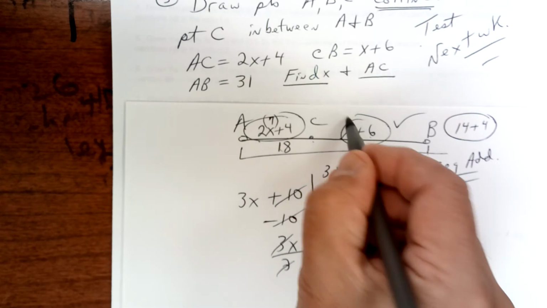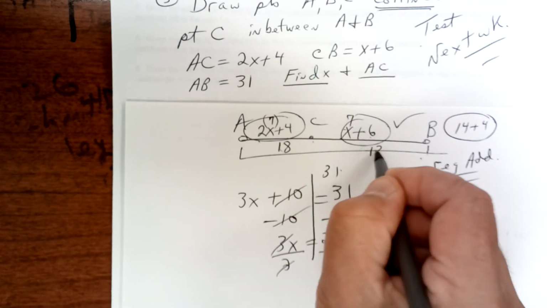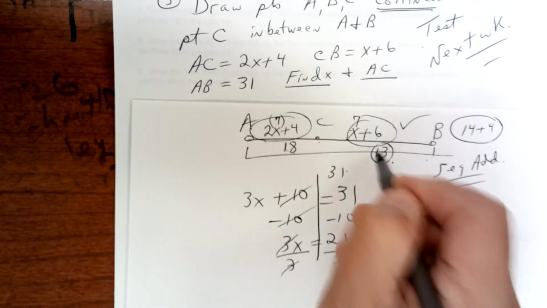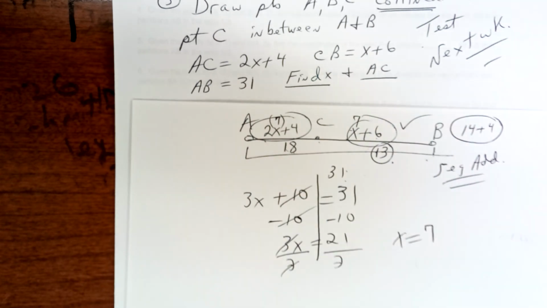7 plus 6 is 13. So this piece is 13. We didn't want that one. 13 and 18 makes 31. And that's how you do that. That's on your test. That's called segment addition postulate. Let me go ahead and minimize this a little bit because I need some more work room.